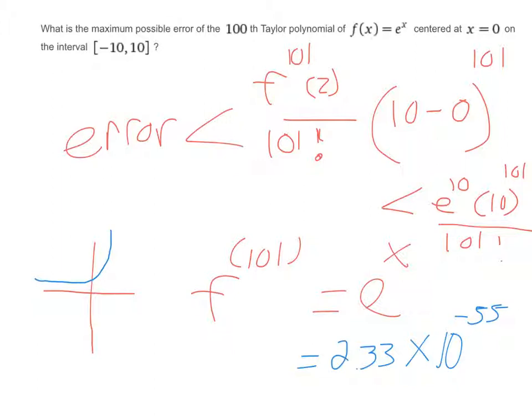And I don't know about you, but that's pretty darn accurate to me. And the reason this is so accurate is because we took over 100 derivatives. The more derivatives you take, the more accurate your estimate is going to be. The closer our interval is to where we're centering it, the more accurate it's going to be. If our interval, instead of going to 10, only went to 1, we would be even more accurate, obviously. But pretty accurate. So that's a little summary on Lagrange error bound.